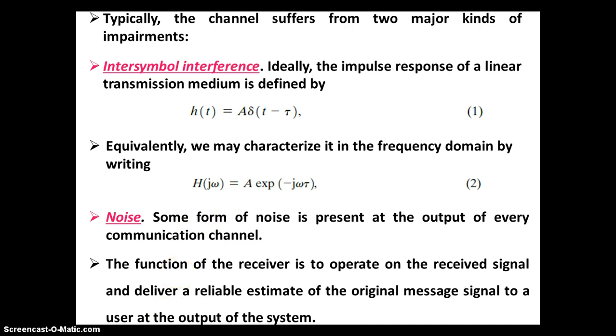The net result of these two impairments, intersymbol interference and noise, is that the signal received at the channel output is a noisy and distorted version of the signal that is transmitted, right? The result is that at the output end of the receiver, we get a noisy and distorted version of the signal which is transmitted. The function of the receiver is to operate on the received signal and deliver a reliable estimate of the original message signal to a user at the output of the system.